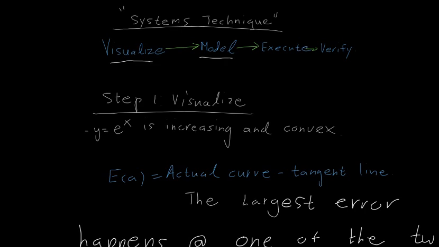What's your model in this case? The first error happens at the endpoints. Then you want to execute: balance the two endpoint errors. Then you're going to verify. And the verification is that the answer has to lie in between the interval 0, 1 as the equilibrium approximation. And therefore you get that a equals ln of e minus 1. This is the value that gives the tangent line to e to the x with the smallest worst case error at 0 and 1.